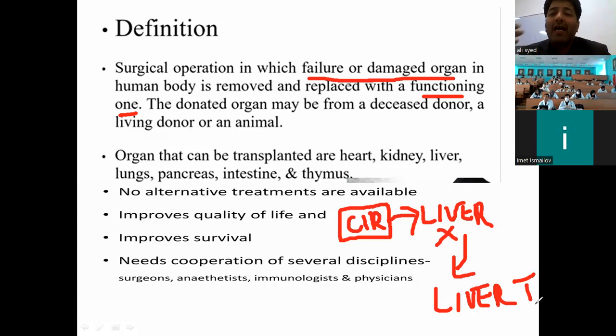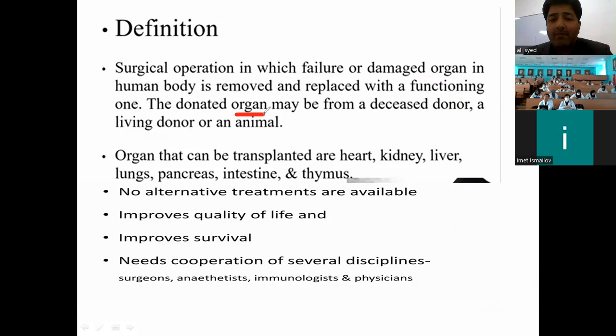It is known as what? It is known as transplantation. Okay. So you understand the definition for transplantation. Now coming into the second thing. See here. The donated organ may be from a deceased donor, a living donor, or it can be from any animal also.